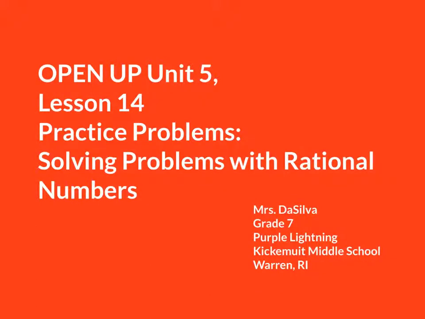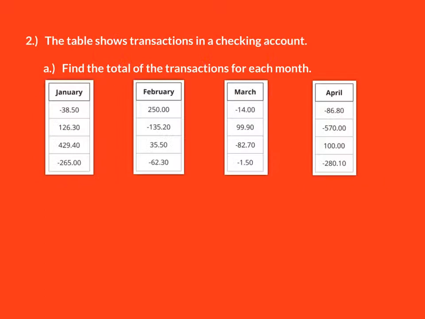So we now have lesson 14. We're going to be solving problems with rational numbers. So we got a table showing transactions in a checking account, obviously for the months of January, February, March, and April. Find the total of the transactions for each month.